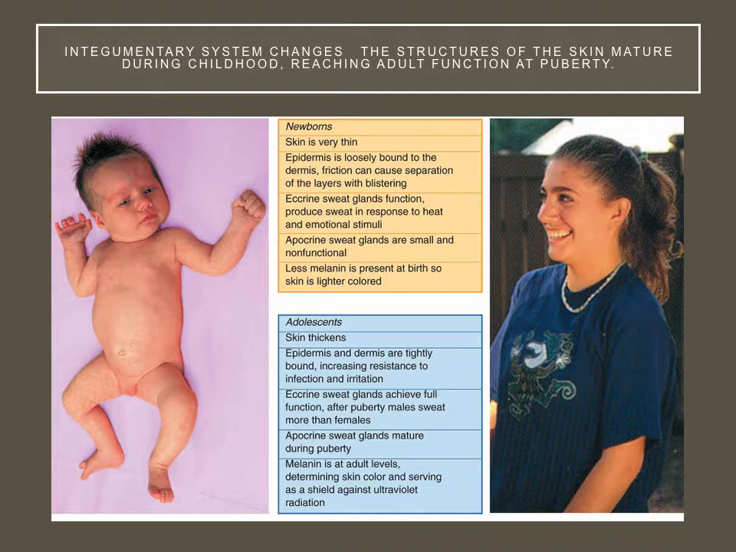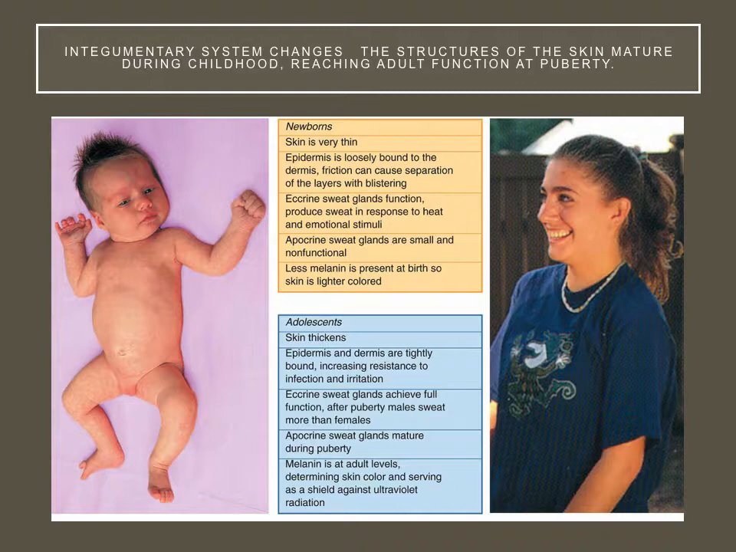So there are some changes that take place in the skin over one's life. And you can see in newborns, the skin is very thin. The epidermis is loosely bound to the dermis, which can cause separation of the layers with blistering. The eccrine sweat glands function, but the apocrine glands do not function yet. And less melanin is present at birth, so skin is lighter colored, and babies do get darker as they get older. And then in contrast, look at adolescence.